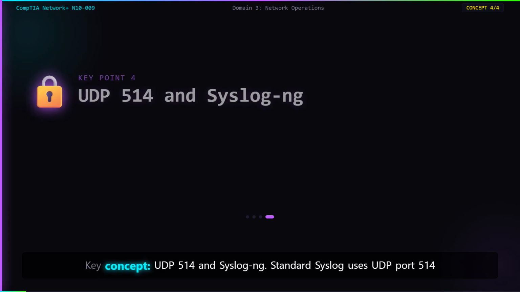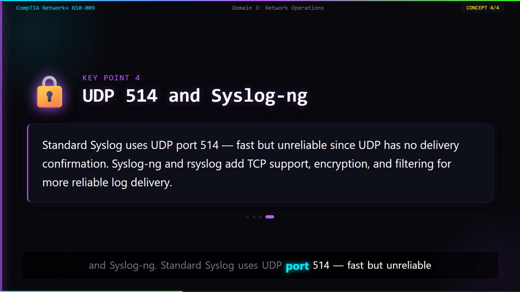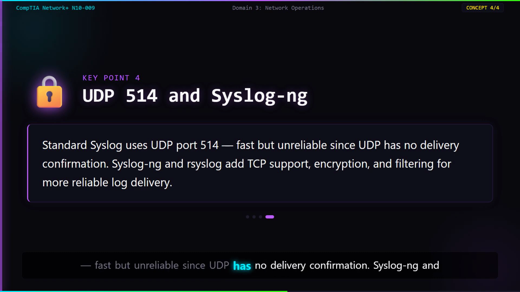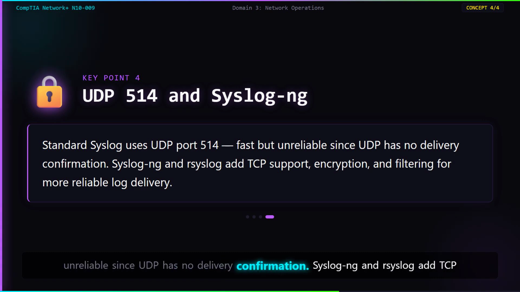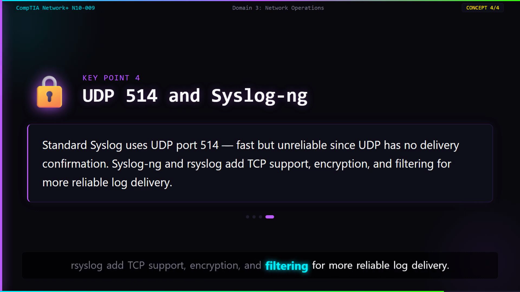Key concept: UDP 514 and Syslog-ng. Standard Syslog uses UDP port 514, fast but unreliable since UDP has no delivery confirmation. Syslog-ng and rsyslog add TCP support, encryption, and filtering for more reliable log delivery.